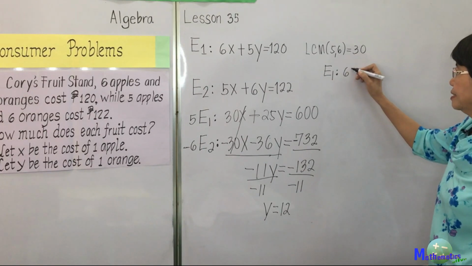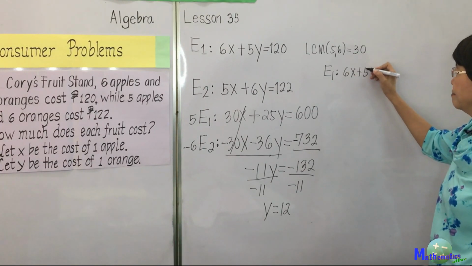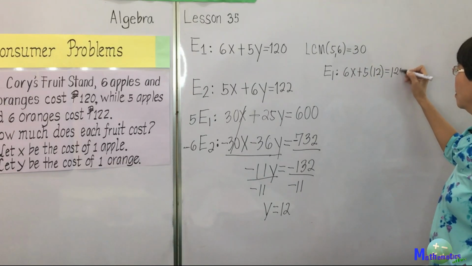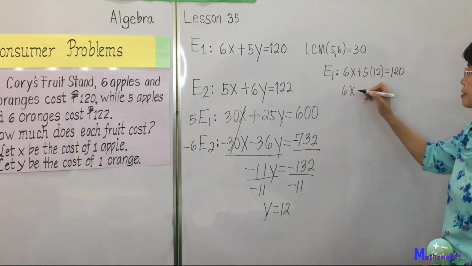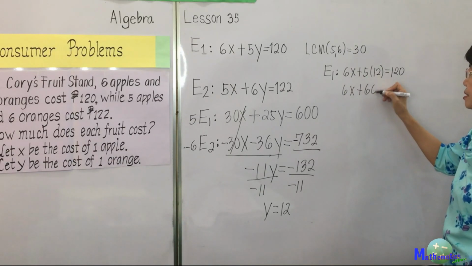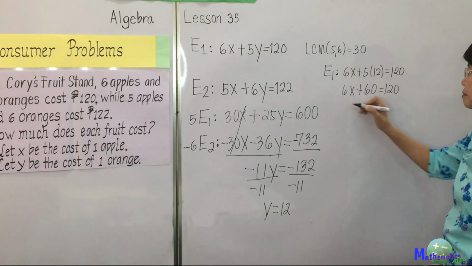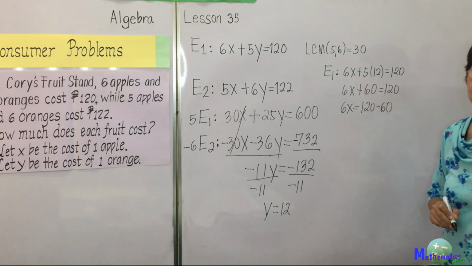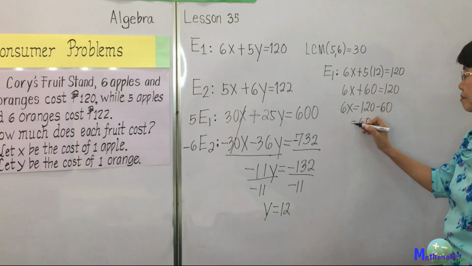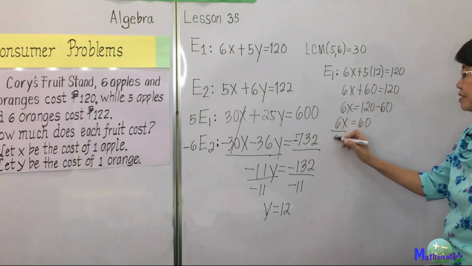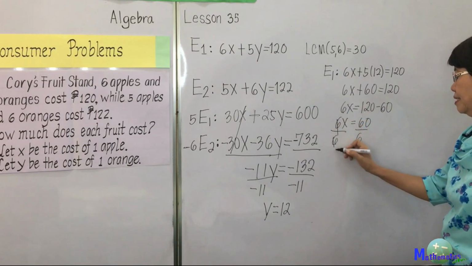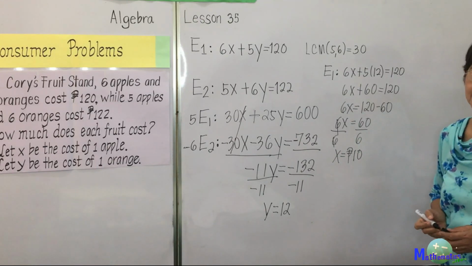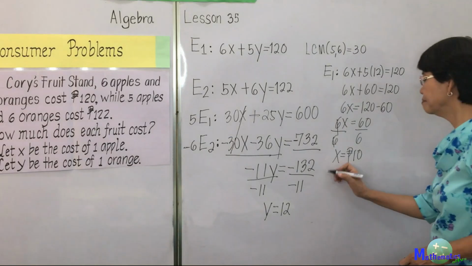Solve for x. So 6x plus 5 times 12 is equal to 120. 6x plus 60 equals 120. 6x is equal to 120 minus 60. So we have 60. 6x divided by 6, x is equal to 10 pesos. So checking.